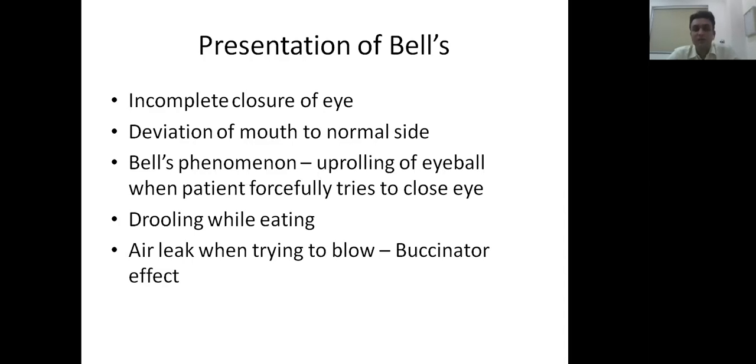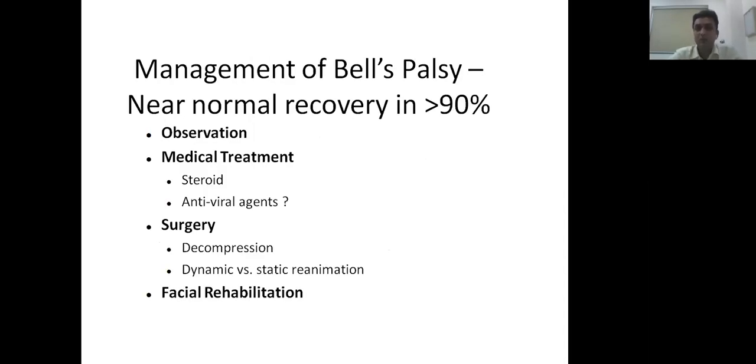Bell's phenomenon is a phenomenon when there is an uprolling of eyeball when the patient forcefully tries to close the eye. Why does it happen? Because the patient's eyelid is not closing. The upper eyelid is remaining up, not coming down. So patient would believe that, okay, subconsciously, if I move my eyeball up, it would be covered by the eyelid. That is known as a Bell's phenomenon clinically. There will be drooling of saliva while eating, and there will be air leak when trying to blow. So this would be the presentation.